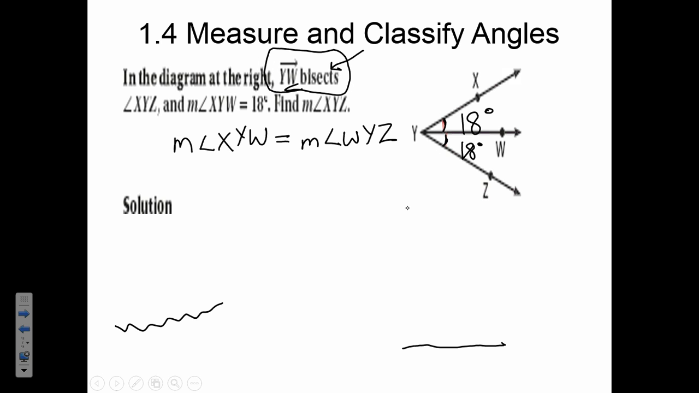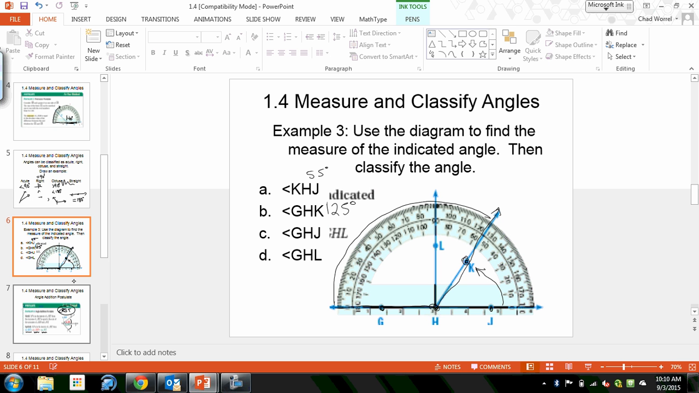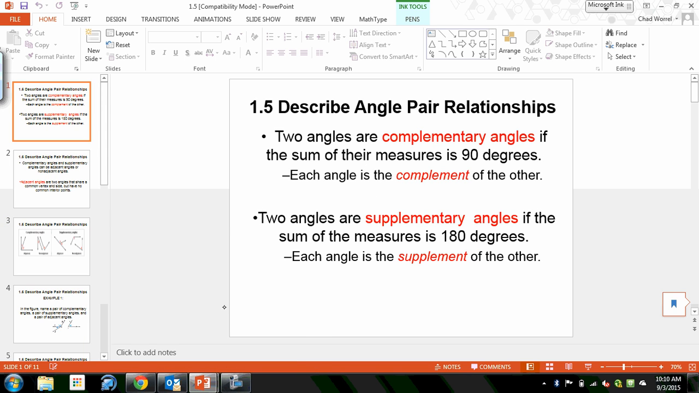So pay attention to what you're asked for, because we are asked for XYZ. So XYZ, we're asked for the whole thing. The angle addition postulate tells us that all we need to do is add up the pieces to get the whole thing. So 18 plus 18 means the whole thing would be 36 degrees. So that goes through measuring and classifying angles.